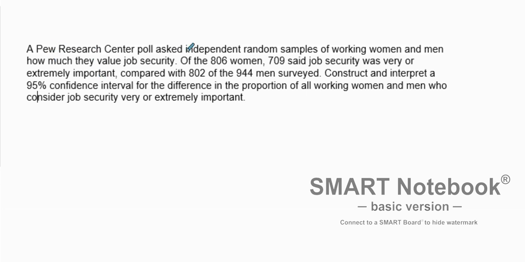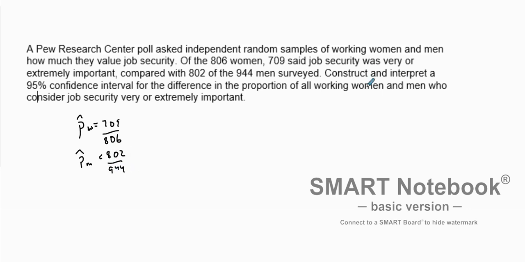A Pew Research Center poll asked independent random samples of working men and women how much they would value job security. Of the 806 women, 709 said job security was very or extremely important to them. So I'm going to say that is our P1, or actually our p hat W, and that's going to equal 709 over 806, and that's going to be women. Then we have, compared to, 802 of the 944 men surveyed. And so we have this other one with men, and that's going to be 802 divided by 944.